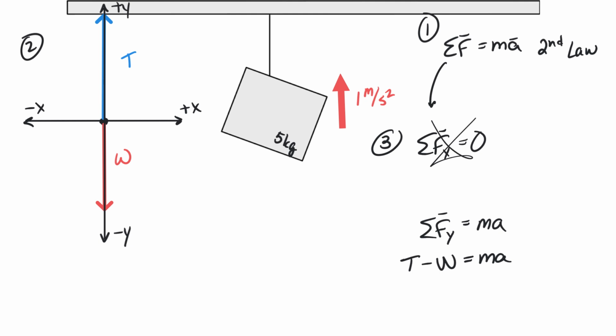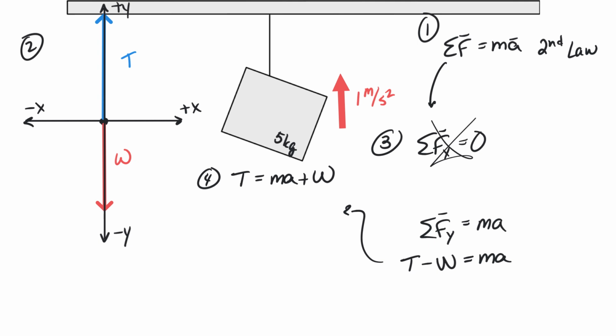Let's see if we can get a little bit further here. I want to get tension by itself, so I'm going to move weight to the other side. So this is really step 4 where we begin to solve the problem. Bye, guys. So tension equals MA plus W. I just added weight to both sides.